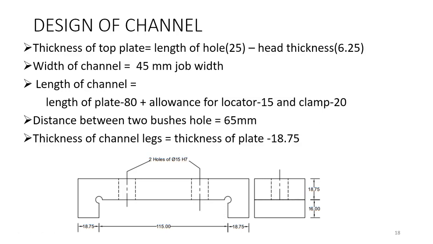Thickness of channel legs will be 18.75 mm. It is equal to thickness of top plate. So it will be 18.75 mm because thickness of top plate we have found from the first equation is 18.75 mm. So this is all about design of channel.